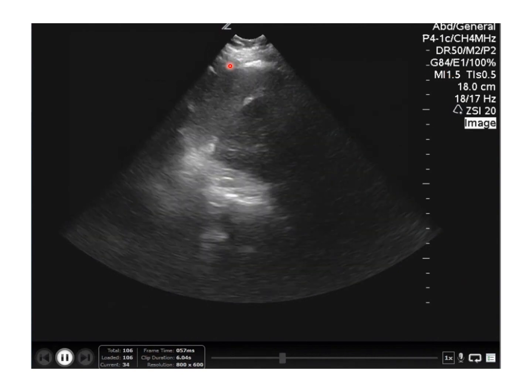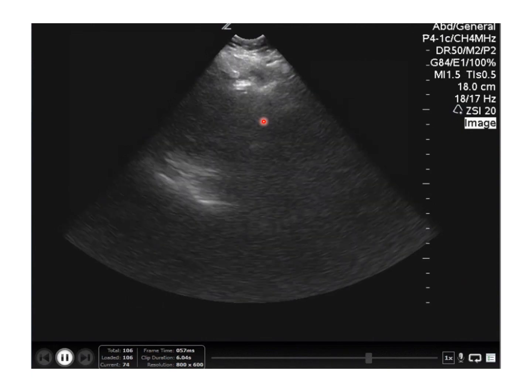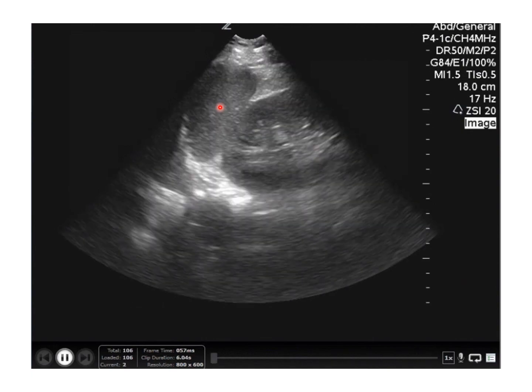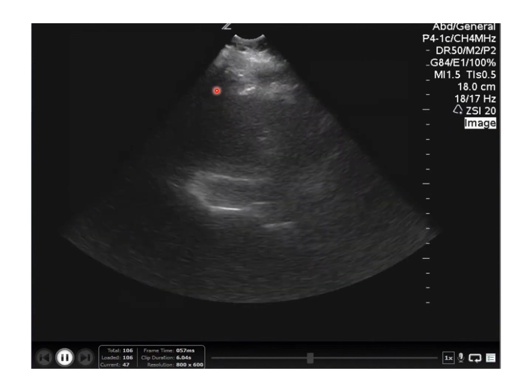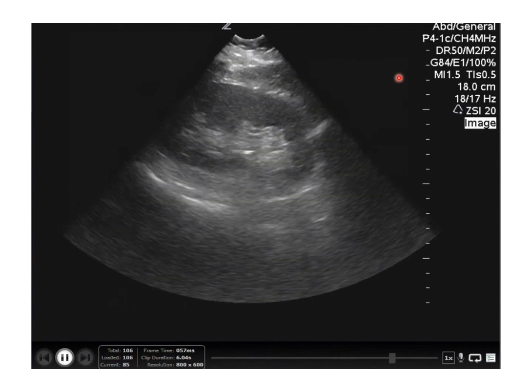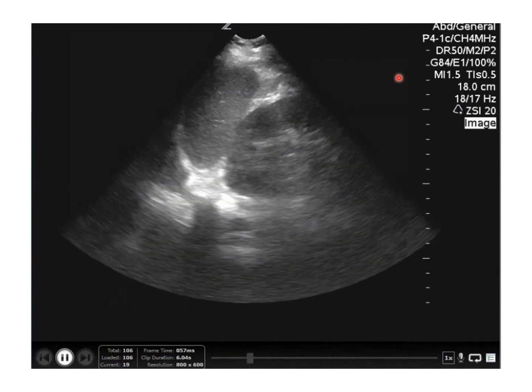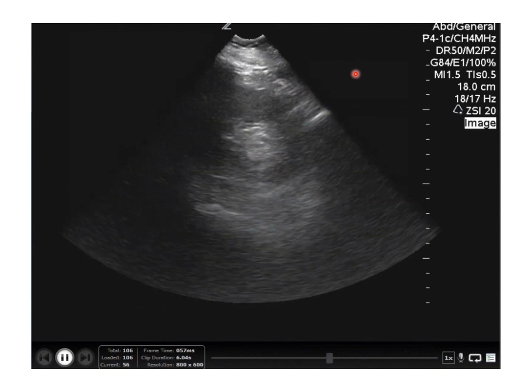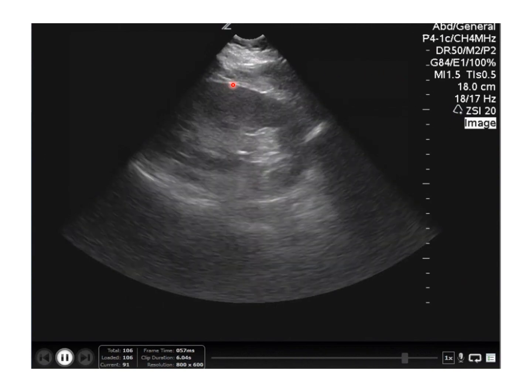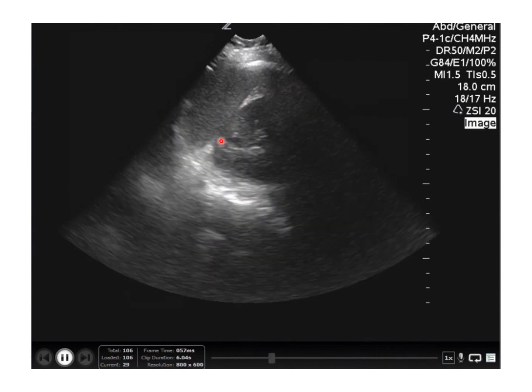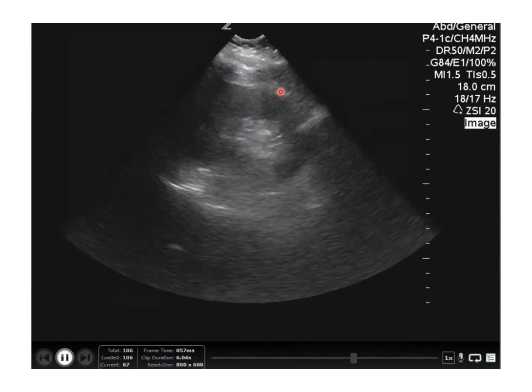Okay, so this is left upper quadrant. Big kidney here. Little spleen up here. Is it positive or negative? It's negative. We had to show you a negative one eventually, right? They couldn't all be positive. There's no fluid here between the spleen and the kidney.